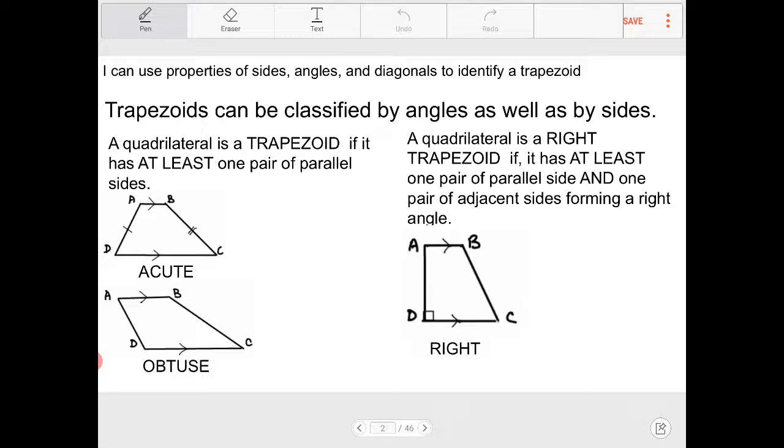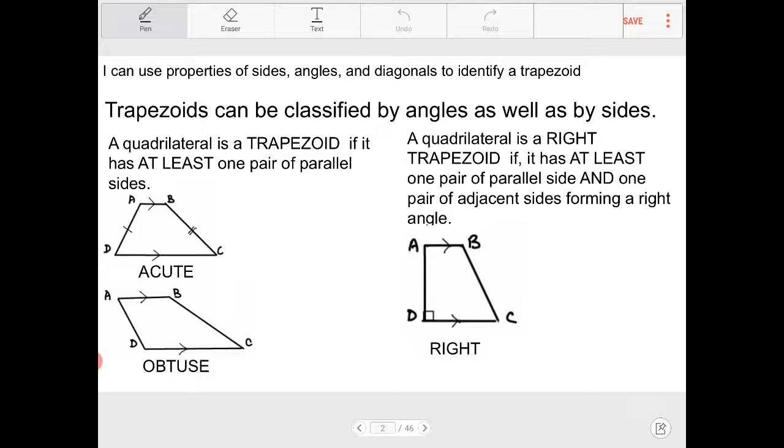So if you have a quadrilateral with only one pair of parallel sides, and the other two sides don't necessarily have to be parallel, okay? They just don't have to be. This is classified as a trapezoid. So if you think about this, a trapezoid could actually be classified as a parallelogram because a parallelogram has two pairs of parallel sides. There's nothing that says that a trapezoid has to have two pairs of parallel sides. It just has to have at least one pair.